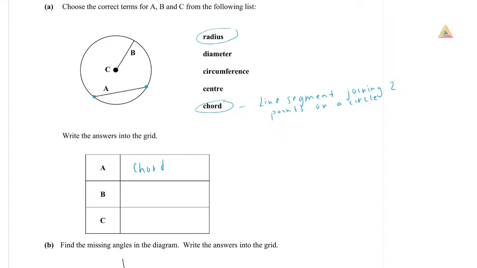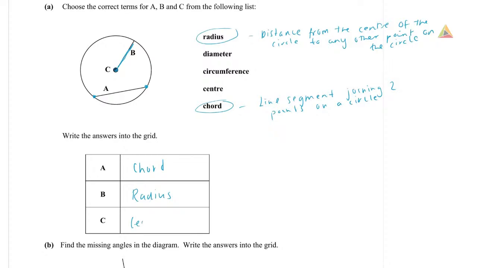Now in terms of what a radius is, a radius is the distance from the center of the circle to any other point on the circle. And that is going to be B here. So that's radius. Now, C is obvious, it's the center of the circle. So C is going to be the center.